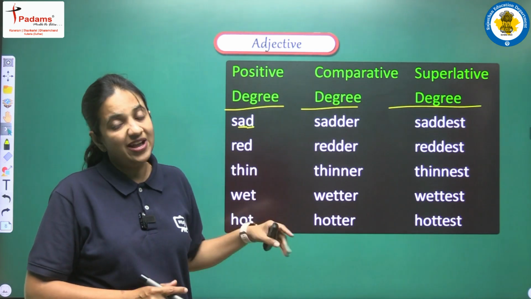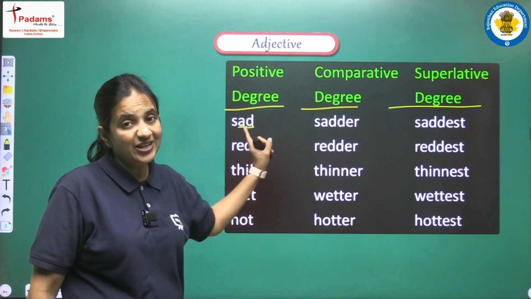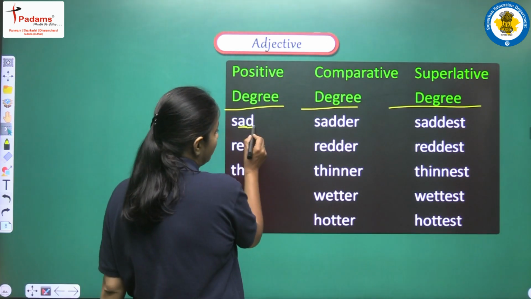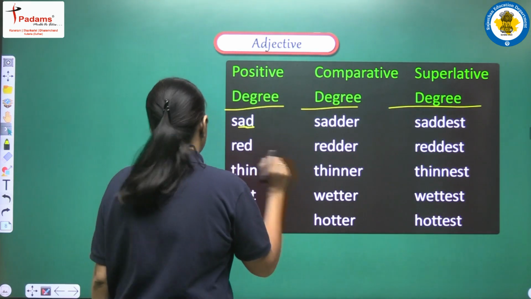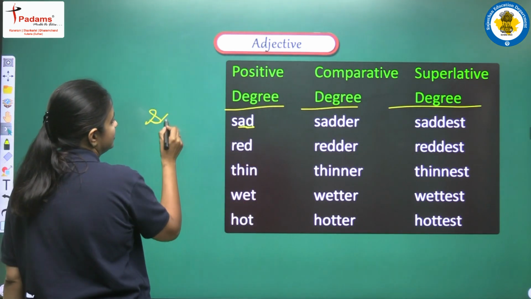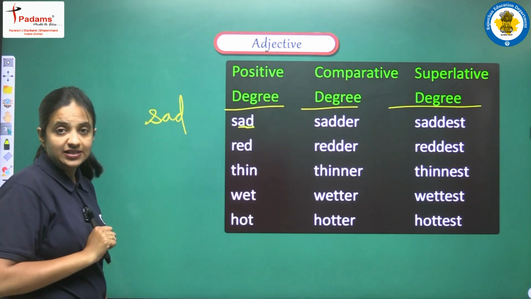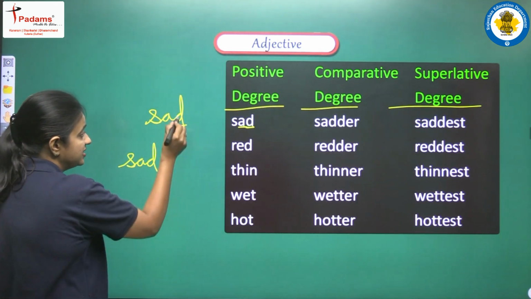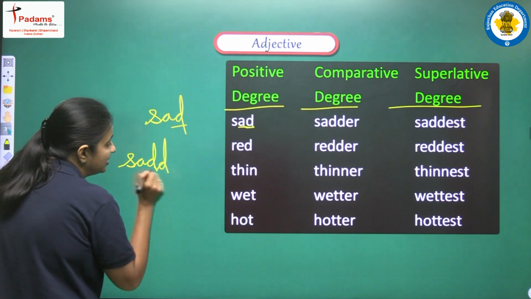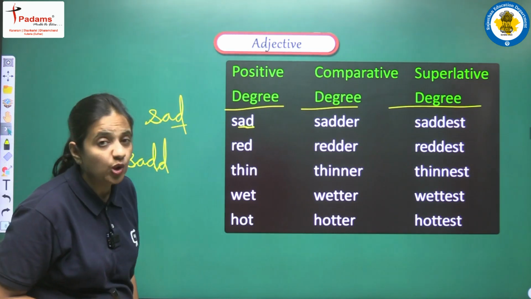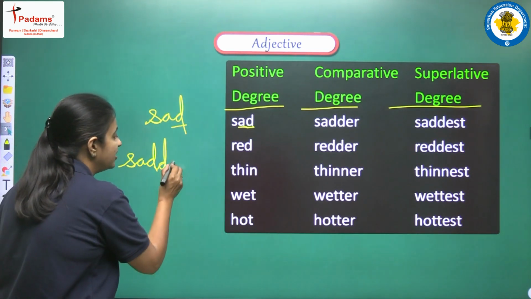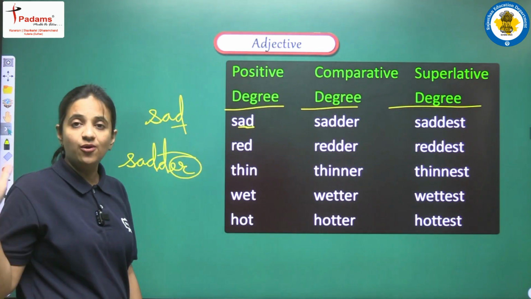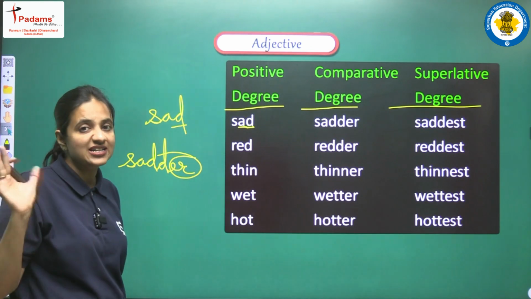Yes, so now we have to apply this rule, and according to this rule that we have just discussed, we have to double the consonant letter. So I am writing here one time, just look here. So we have sad. So what is the consonant? The consonant is D. उसको हमें double करना है, उसको हमें 2 बार लिखना है, and after that same thing, just add ER and EST to have comparative and superlative degree respectively.